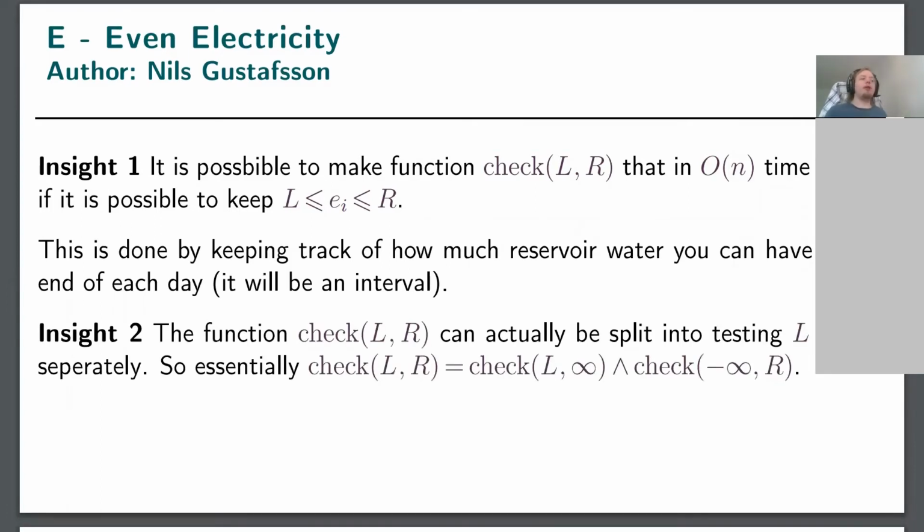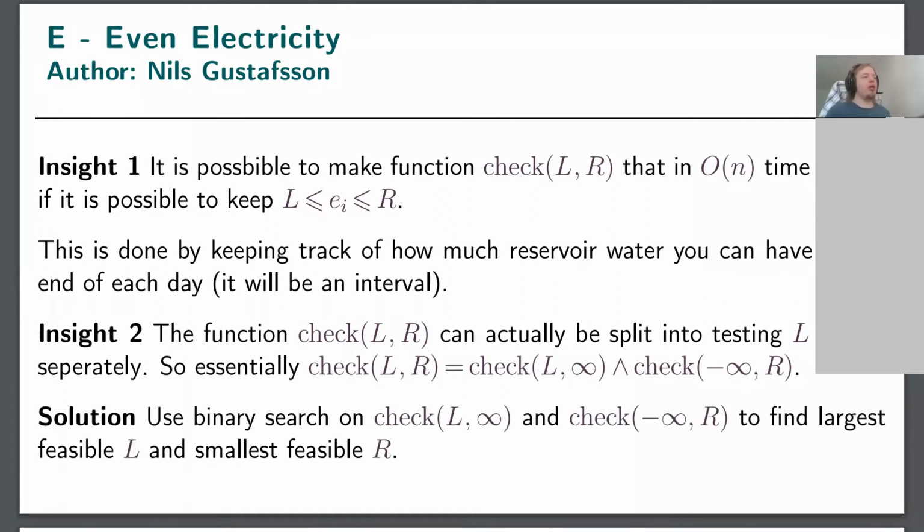We need another insight. The way I think of it is, if you look at what this check actually does, what you realize is that it tests the L and R bounds separately. So we are kind of abusing notation here. When you do a check(L, R), what you can really do is just check(L, infinity) and check(minus infinity, R). That's just how I'm going to note it. So you can basically split up this check function, and that has huge implications.